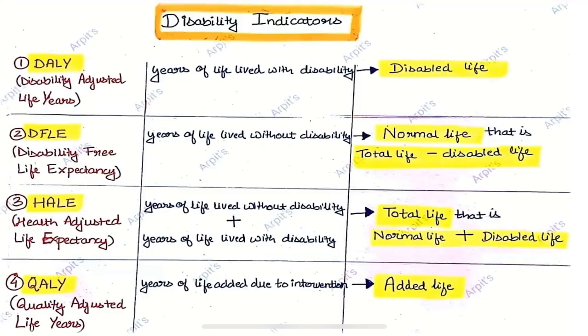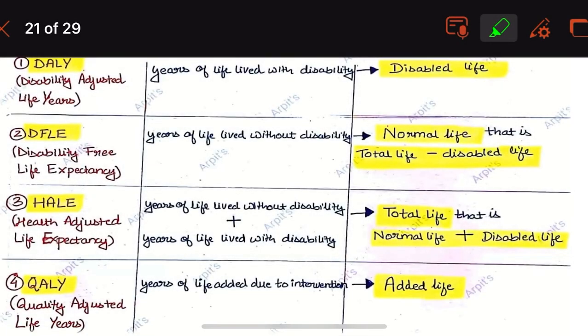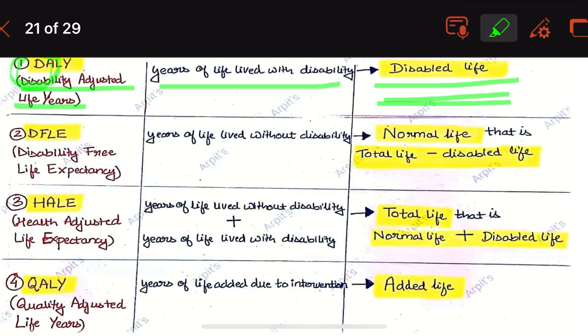Moving on, there are certain disability rates which have been given here. The disability indicators are, in the first one, DALY: disability adjusted life years. By the term disability adjusted life years, you understand that it is the disabled life, so the years of a life which is lived with the disability.